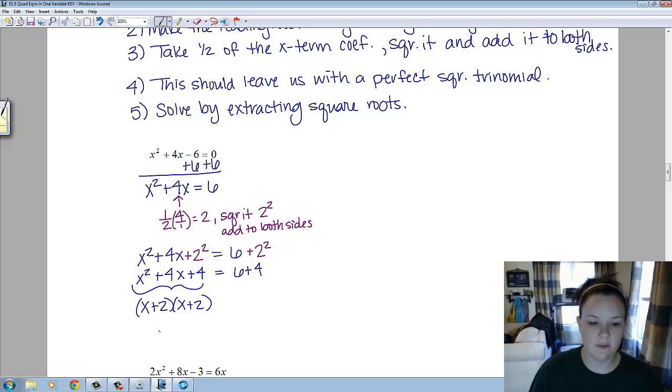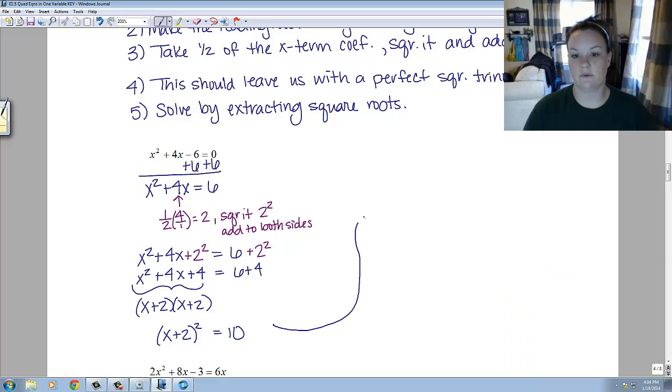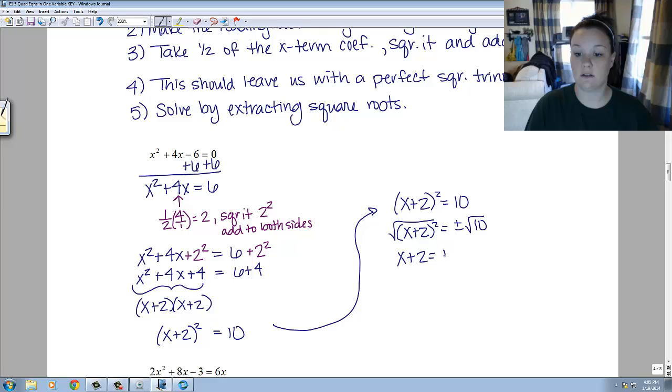And now this is something that I can solve by extracting square roots. So I'm going to move this on up over here. So I have x plus 2 squared equals 10. I'm going to take the square root of both sides. Don't forget your plus or minus. So I have x plus 2 is equal to plus or minus the square root of 10, and then move your 2 to the other side by subtracting. Now in this one, since one term has a square root and the other term doesn't have a square root, we're just going to leave it like this.